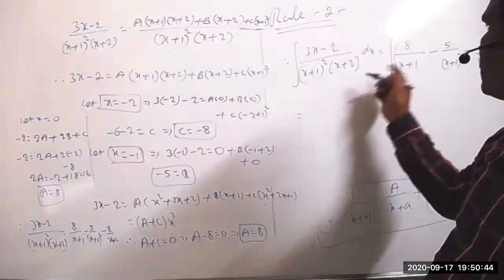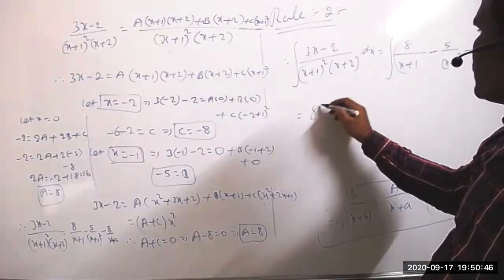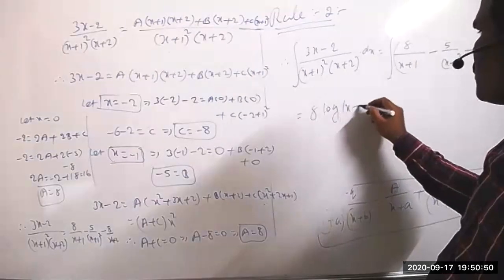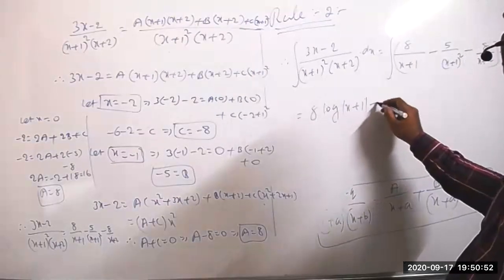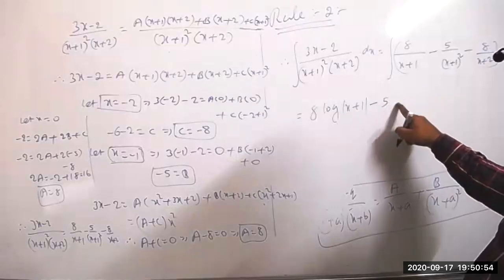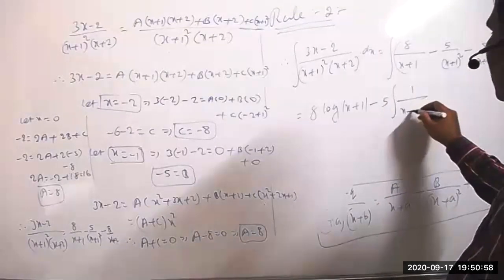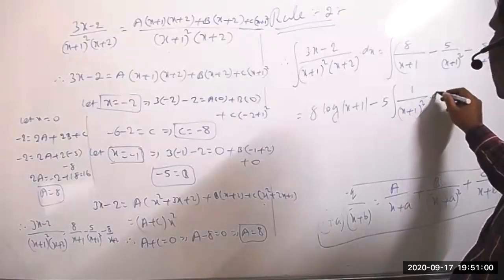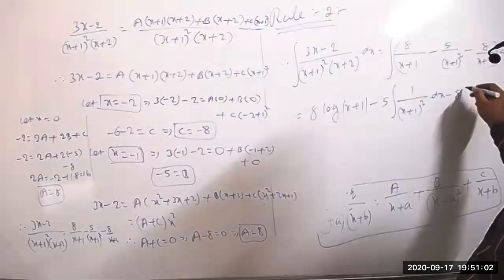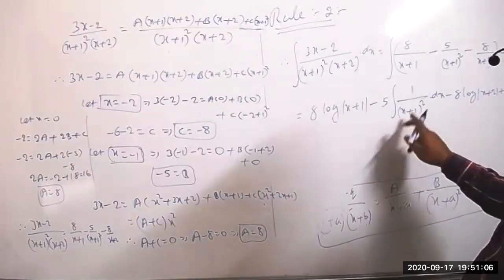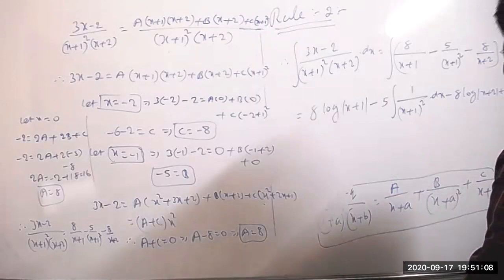Now I can take separately. 8 is the common now. Integration of this one equal to, clearly we will write 8 log modulus of x plus 1 minus 5 into, but this is more important to you, 5 into integration of 1 by (x plus 1) whole square into dx, you can write as it is only, and minus 8 into log modulus of x plus 2 plus c. Anyone please tell me this one?